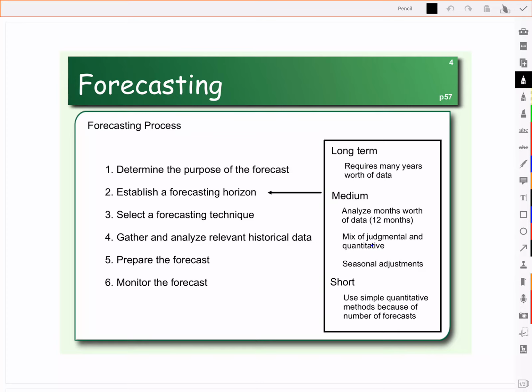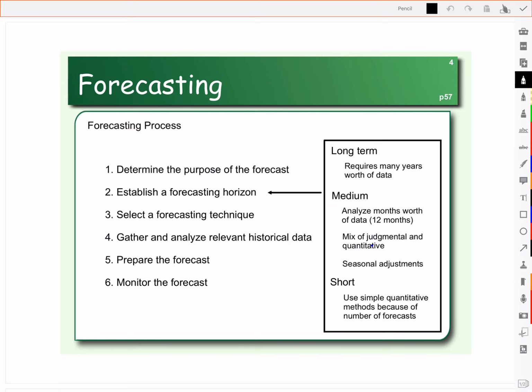So remember that if we are making decisions about what to produce, how to produce, how much we're going to produce in terms of capacity, how our facility is going to be laid out, where our location is. These are big strategic decisions that design how we make our good or provide our service. And they are long-term decisions. And so if those are your purposes or what you're going to use your forecast for, then your forecast horizon needs to be longer term. So you're going to need many years of data.